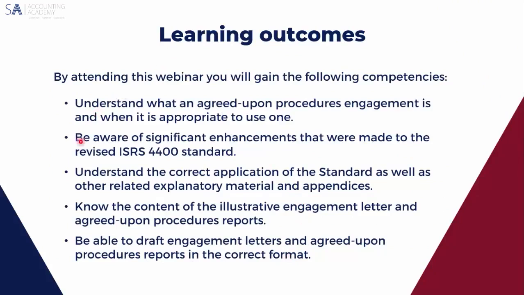The learning outcomes, this was already on the website, so just so that you know what you'll be able to do afterwards. You're going to be able to understand what an AUP engagement is, what are the significant enhancements in terms of the revised standard. That's in a nutshell, that's your fact sheet that you can refer to there. And looking at the correct application of the standard, looking at the explanatory material, the appendices, knowing the content of the illustrative engagement letter and procedures reports, and then also be able to draft your engagement letters and agreed upon procedures. So not only knowing the content, but afterwards being able to actually draft them and use them in practice.